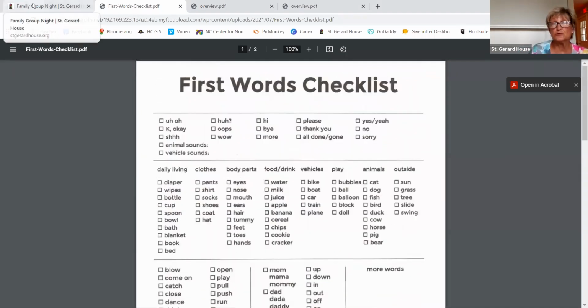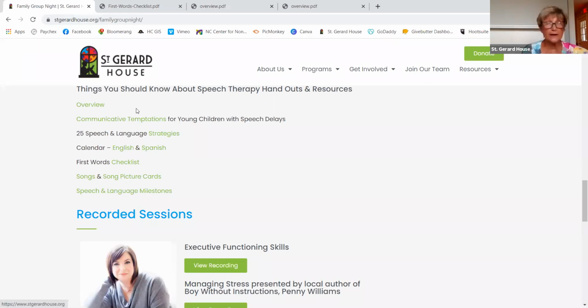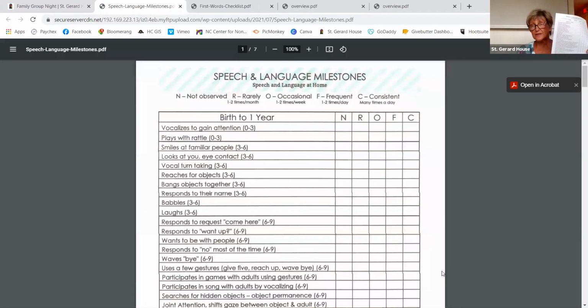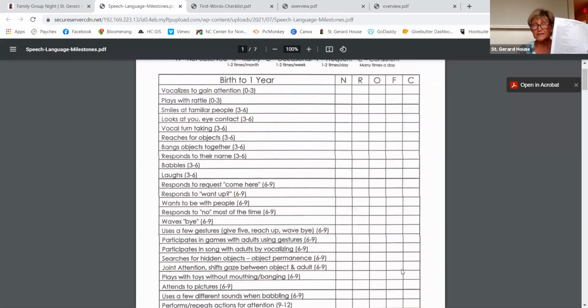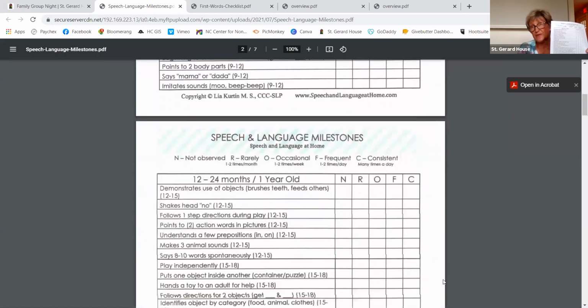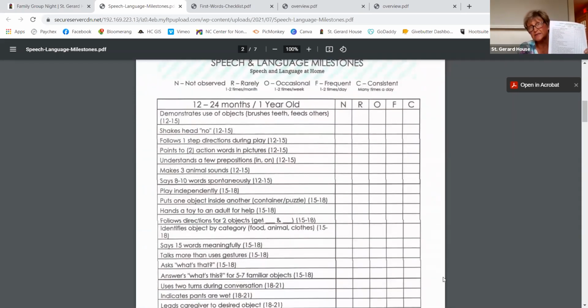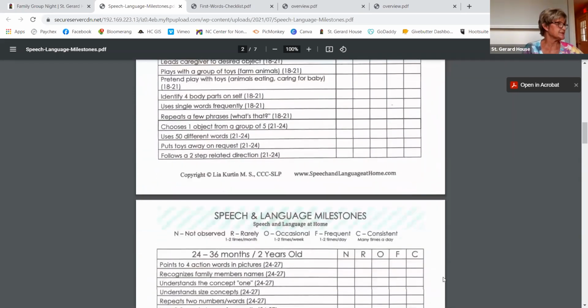If you do not have a way to copy this stuff off, let us know, and we can get copies of all of this to you if you want. It's a lot of information. Another thing is the speech and language milestones, for birth to 1 year, and then there's another page for 1 to 2, and it lists a whole lot of different things that children do at different ages and stages. Again, it's to create an awareness for you of things to be watching for and stimulating at the different ages.